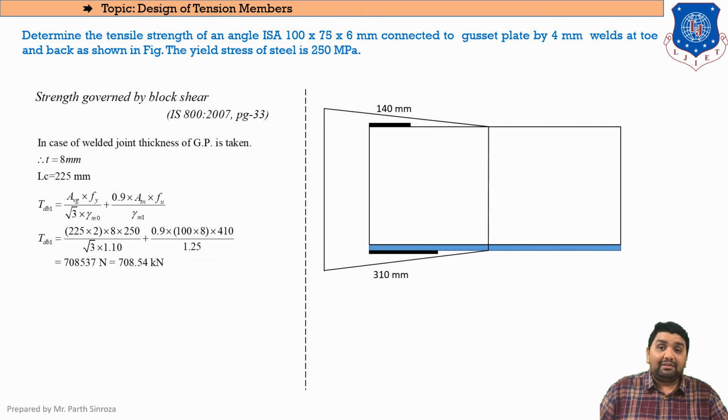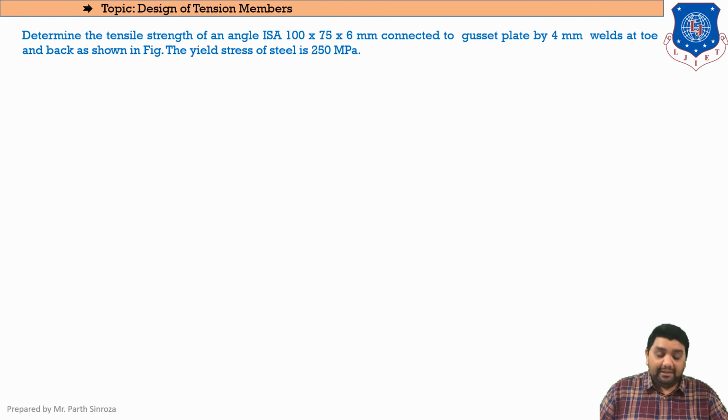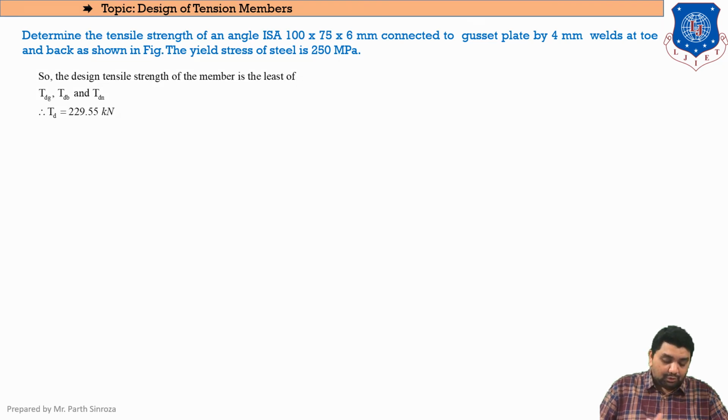So now we'll find the value of TDB2, and TDB2 will again use the same parameter. The net area and gross area will be the same. So we'll get this value. Now TDB will be the smaller of these two cases, which comes out to be 708.54. So we have calculated three parameters: TDG, TDN and TDB, and the final TD will be the smaller of these three cases. So the final TD will be our TDG that we have seen here. So the final TD will be 229.55 kilonewton. So here our answer completes.